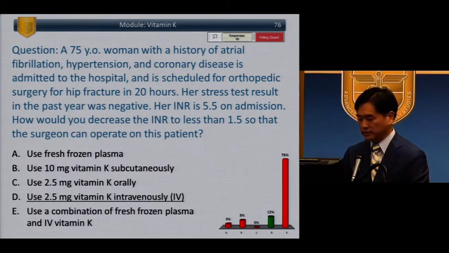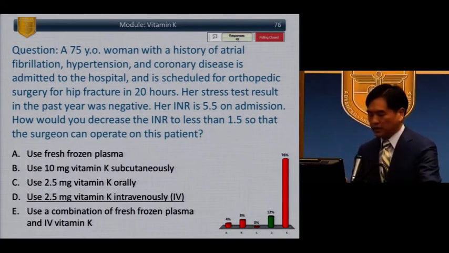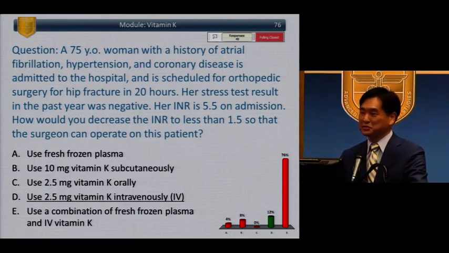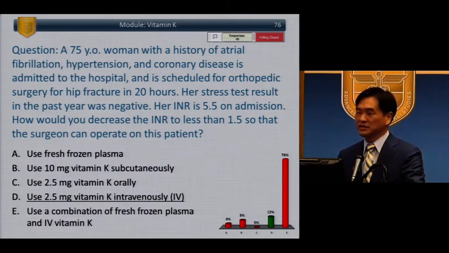Okay. This is the one that's so much fun. The idea here is two things. One is that FFP isn't particularly good at reversing warfarin, generally speaking. We all do it. Usually bad things don't happen. But whenever it's been studied, it's just not good at reversing warfarin, except at very liberal volumes. Sub-Q vitamin K, it's hard to describe a role. Oral and IV, the issue is time.